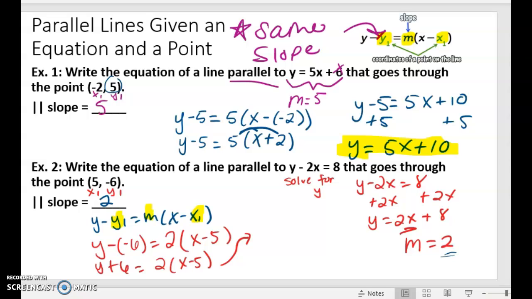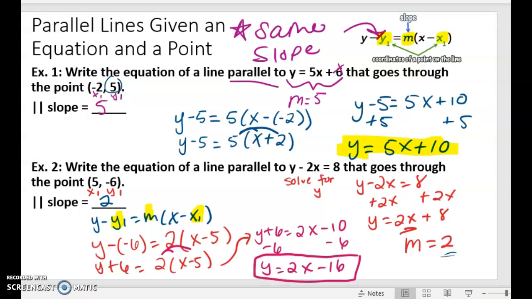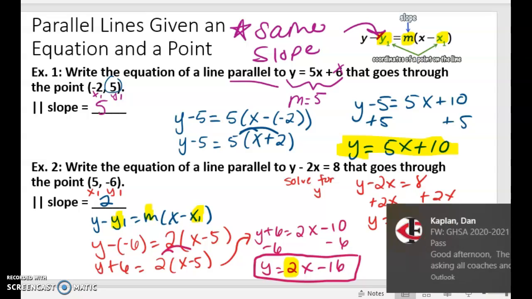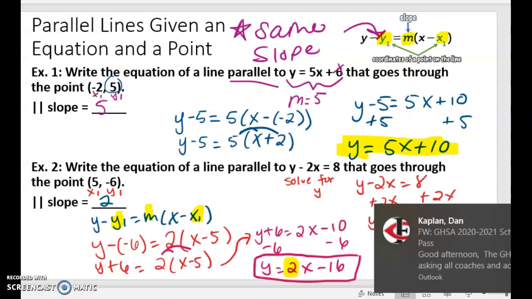All right, so y plus 6 equals 2. I'm going to distribute that 2. y plus 6 equals 2x minus 10. Again, get y by itself by subtracting over. I have y equals 2x minus 16. So this is my solution. Notice again that the slope of the original line, which I solved for over here, and the slope of my new line have the same slope. And ask yourself, why do they have the same slope? Because they are parallel lines.